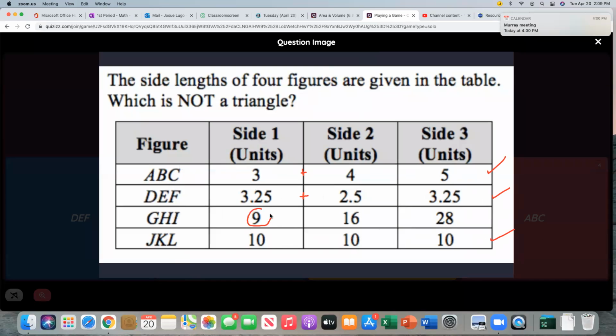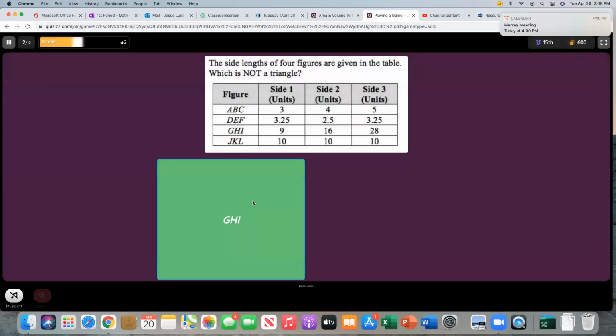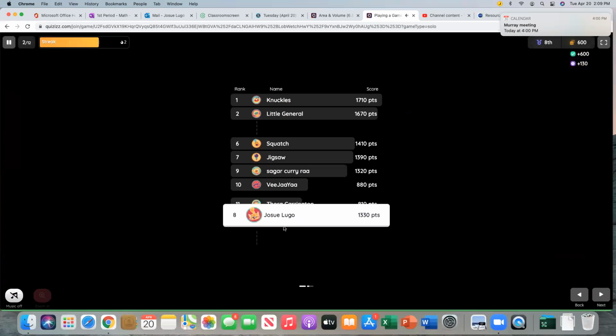But notice this, 9 plus 16, ladies and gentlemen, is only 25. That is not long enough to even meet the longest side. So no, GHI is not long enough to make a triangle. So GHI is the right answer. It's the one that you cannot make a triangle with.